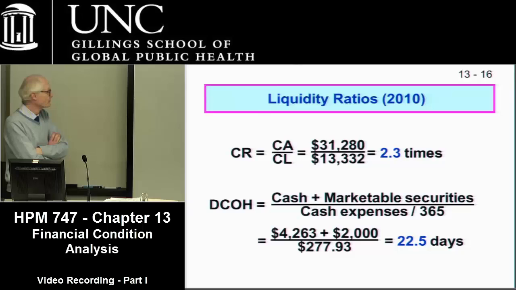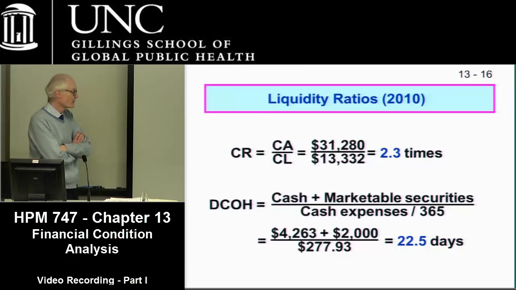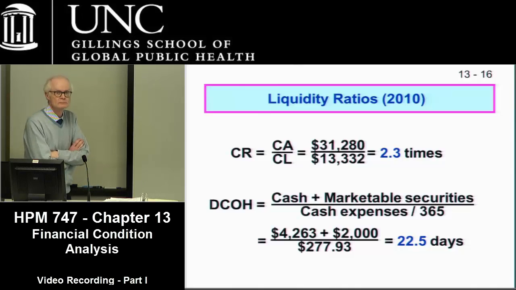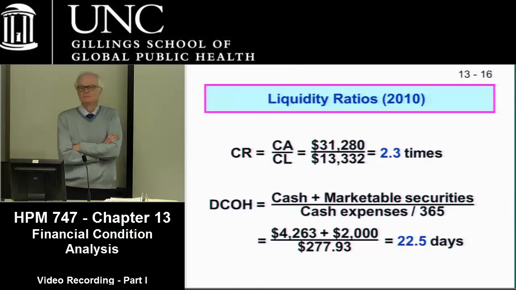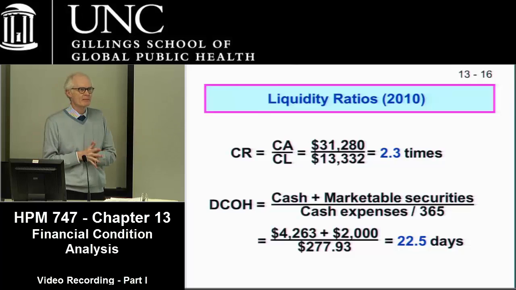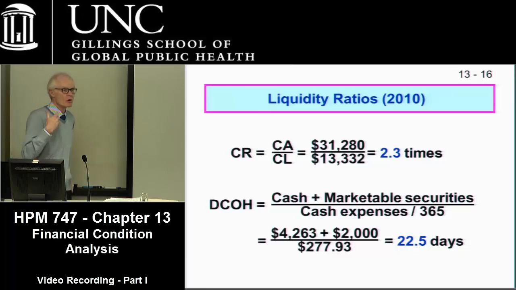Days cash on hand: cash and marketable securities divided by cash expenses over 365, and that's 22.5 days. Interpret that in words. Rochelle: With no new money coming in, you currently have enough cash on hand to keep your organization's doors open for 22.5 days. Exactly, that's the precise answer. So if you assume that you have no more money coming in, this organization has enough cash and marketable securities to keep the organization running for 22.5 days.